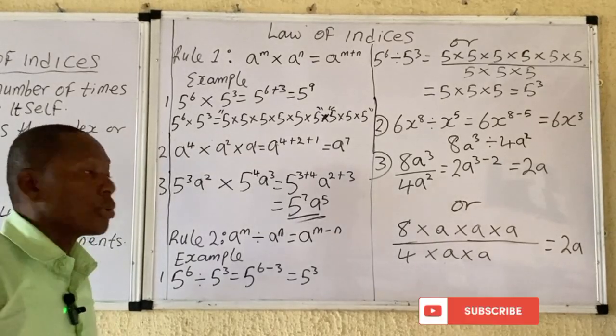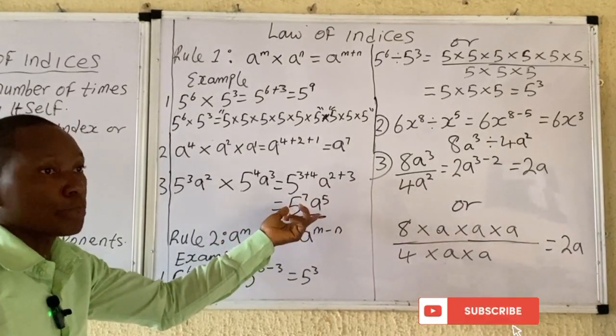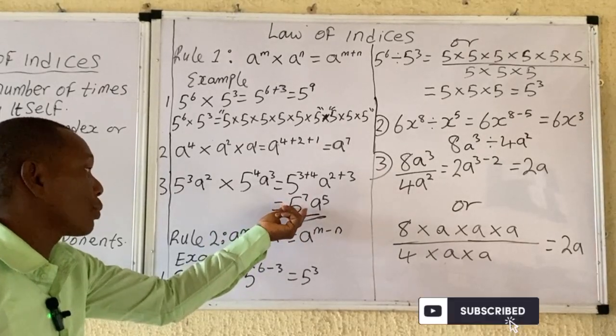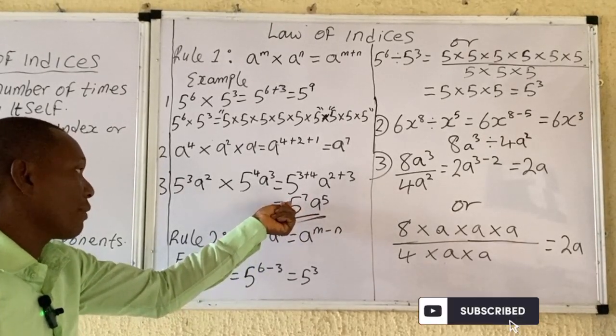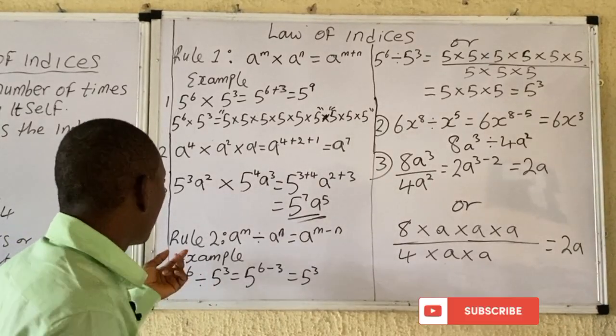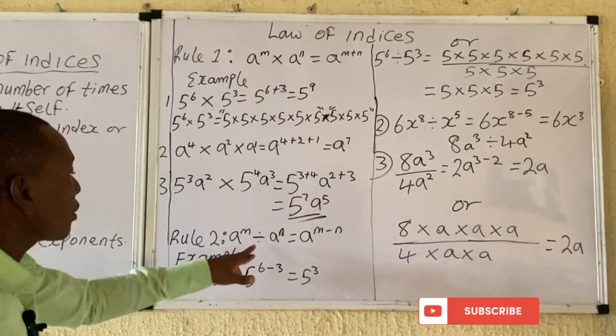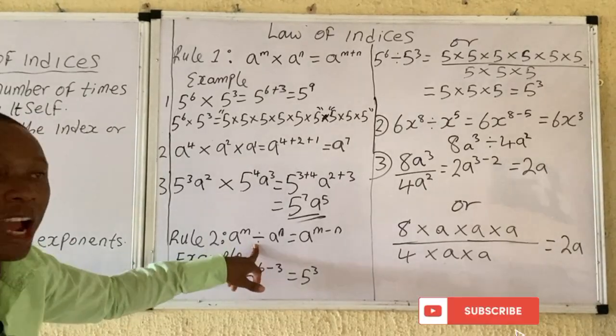As I always say, this is the easiest way to put your answer, but some will decide to use their calculator to press 5 raised to the power of 7. All right. Now, let's go to law 2 or rule 2. Instead of multiplication, in this case, we have division.